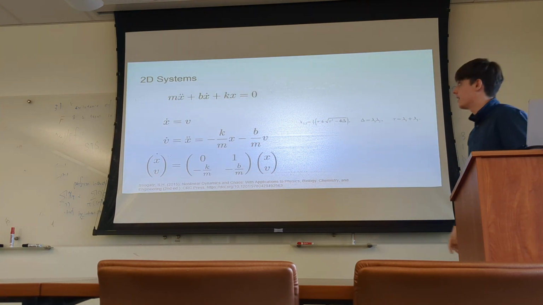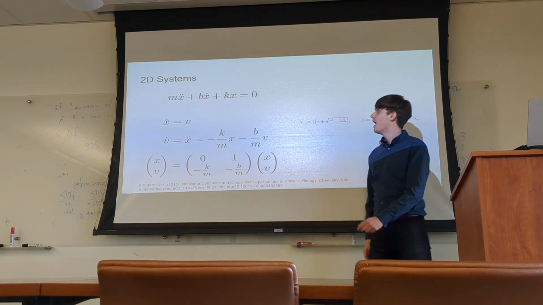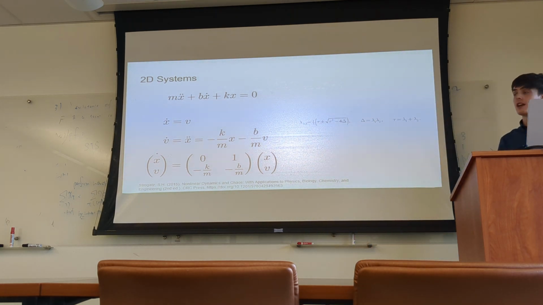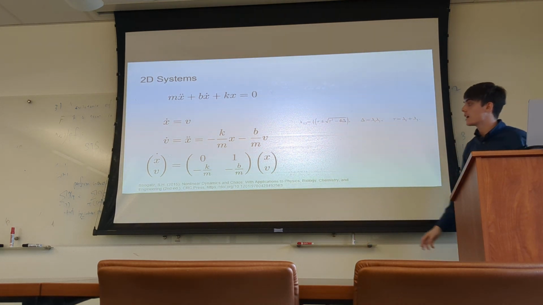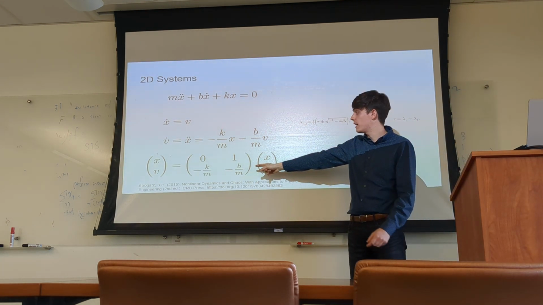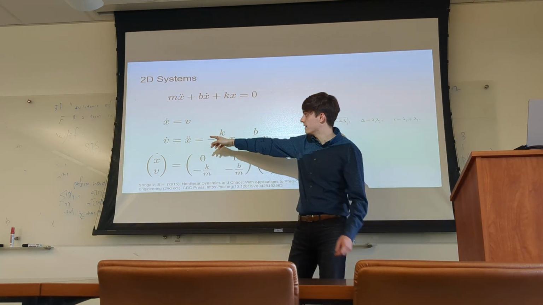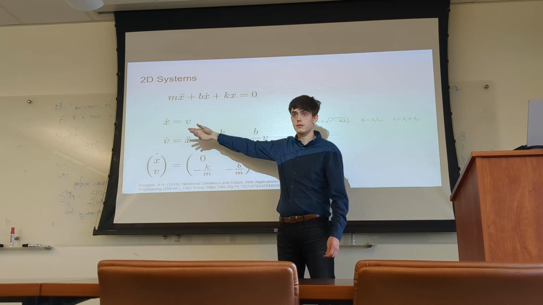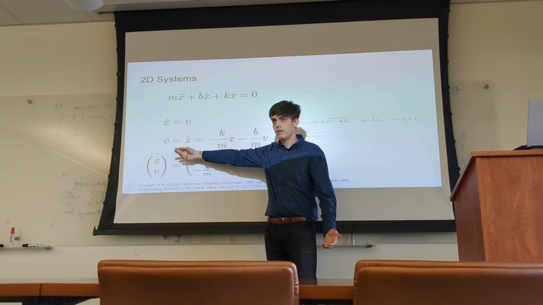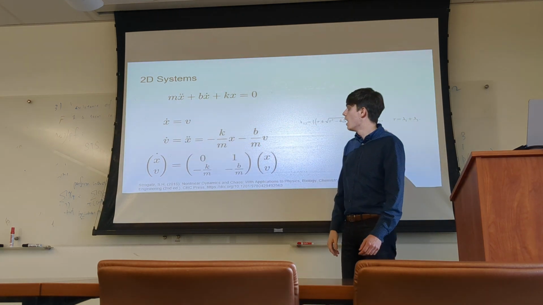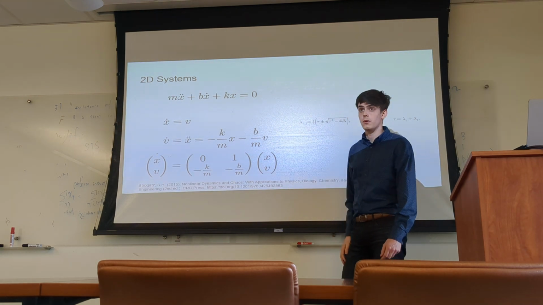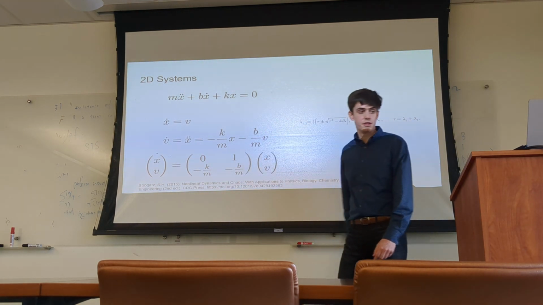Okay, 2D systems. Now this is the proper equation for a spring, and now we have some more tools that we can use to analyze these situations. So we can actually turn this into a linear system of ordinary differential equations by making this substitution of x dot equals just velocity, and then the derivative of velocity is just acceleration, and then we can write this in matrix form, and we have these linear coefficients.